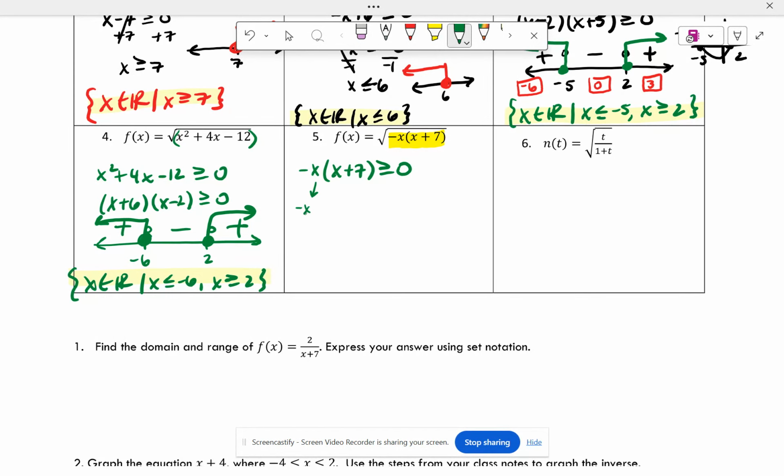This guy would become negative x equals 0, which just means x equals 0. This guy would become x equals negative 7. And those become my pieces on the number line. Okay.